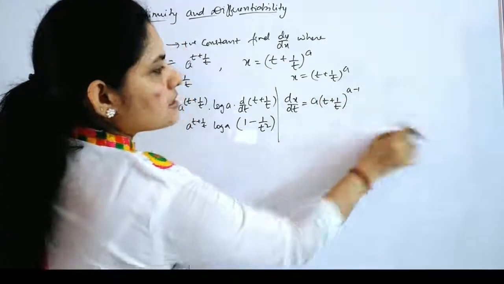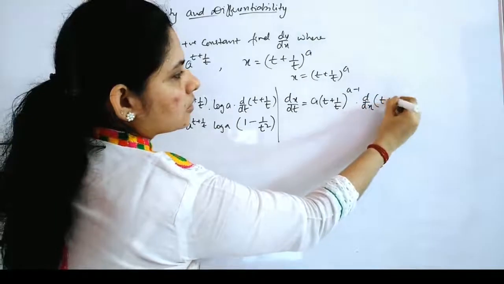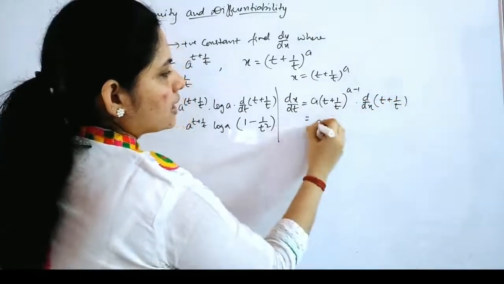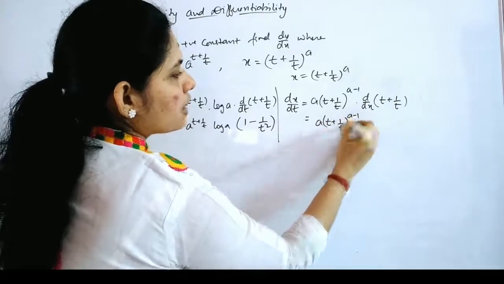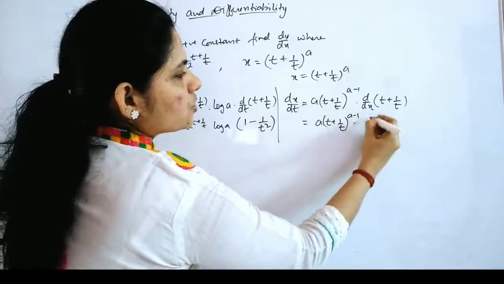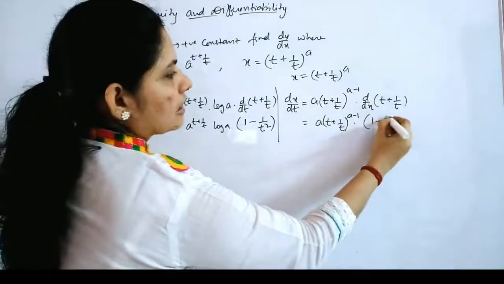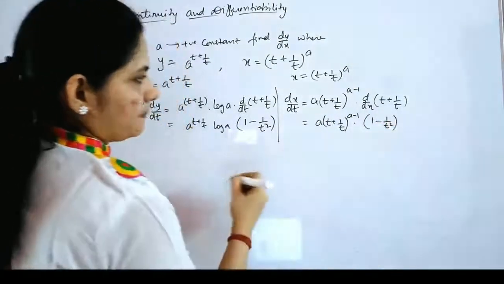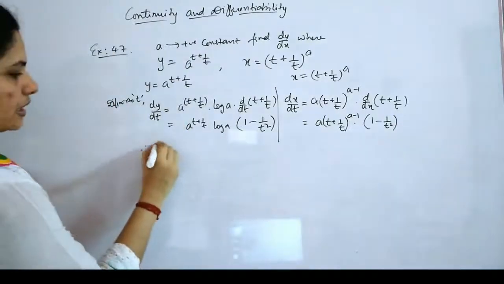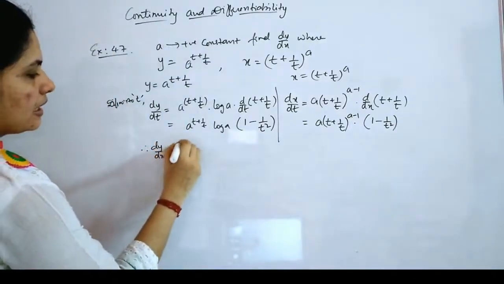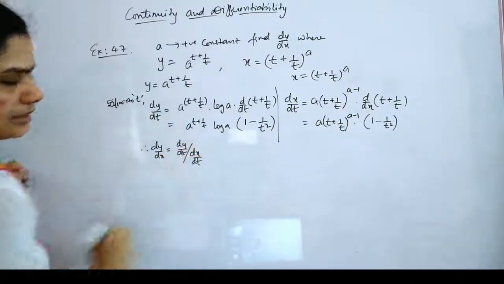Now again, since this is not x, you have to write its derivative together with it using the chain rule. So you'll get a into t plus 1 by t, the whole raised to a minus 1, into, again, the derivative, which you have done already, which is 1 minus 1 by t square. So you got dy by dt and dx by dt. Now dy by dx will be dy by dt divided by dx by dt.